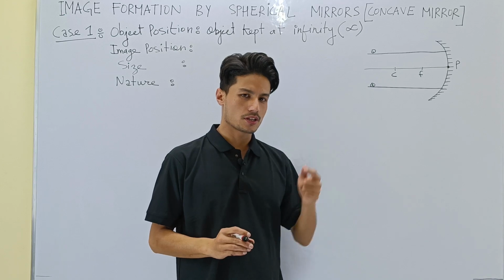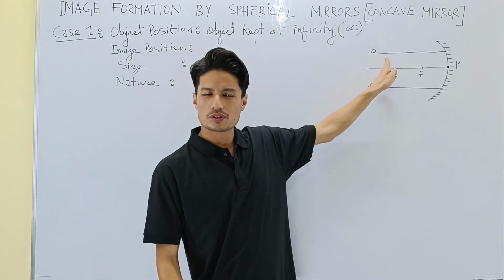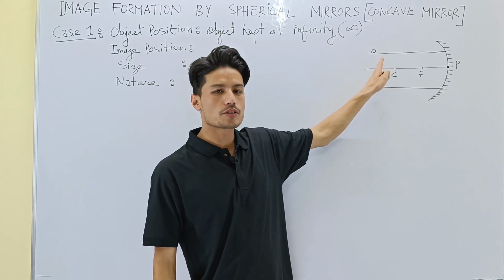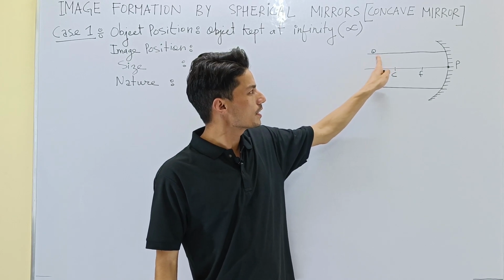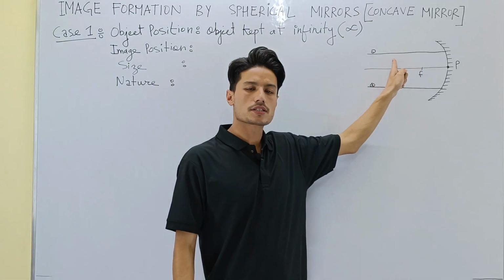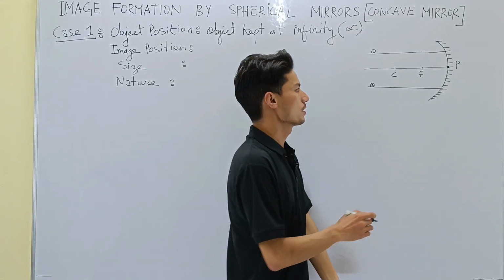How many rules did we study? 4 rules. Now which rule should I follow? Which rule should I apply here? I'll give you a hint. See, the incident ray is traveling parallel to the principal axis. Which rule does this fall under? It falls under rule number 1. Okay, correct.